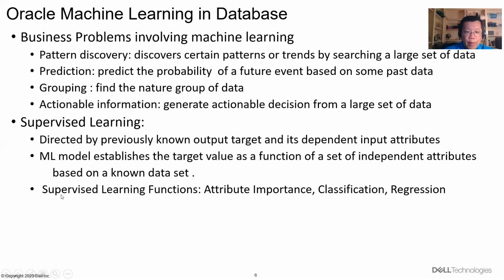Some of the very famous supervised learning methods include attribute importance, classification, and regression. One classification example is determining whether the target has a good value, for example, whether the credit score is good or bad.